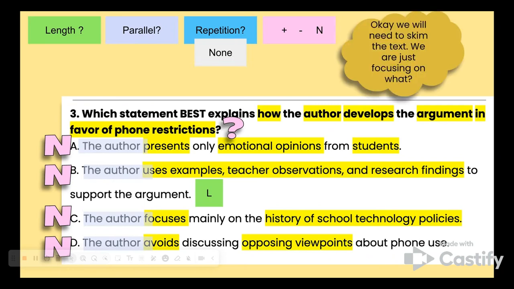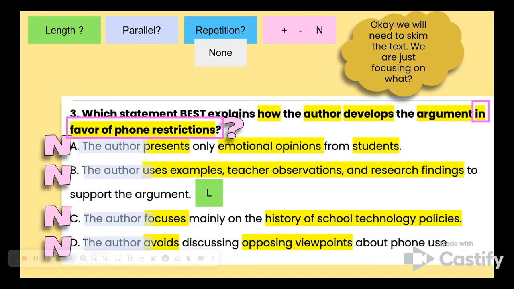So we're going to have to skim. Oh, I remember this one. So it says, how does the author develop the argument in favor of phone restrictions? Okay, so the thing is, it doesn't give us a paragraph. So we're going to actually have to skim, which is what I teach my kids, for what? We need to skim for this argument. It's in favor of phone restrictions, which should help because our last question was about that. So cognitively, it should not be too crazy.